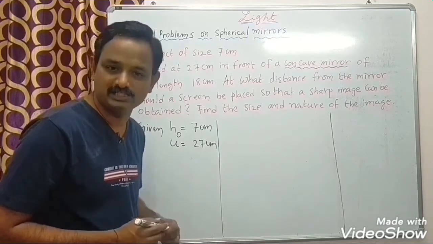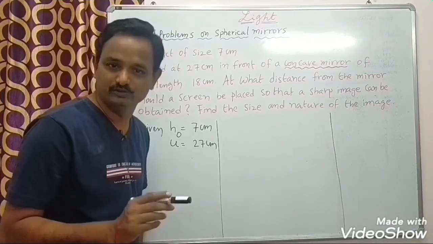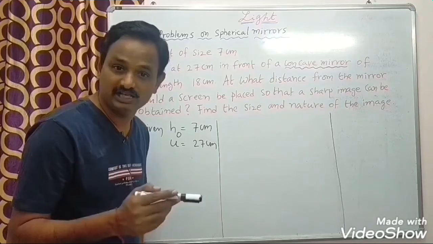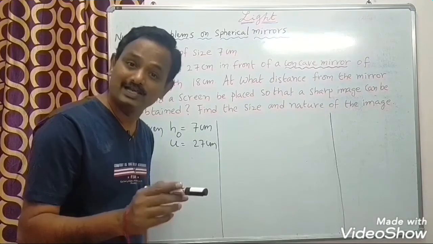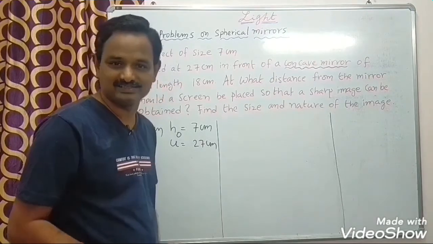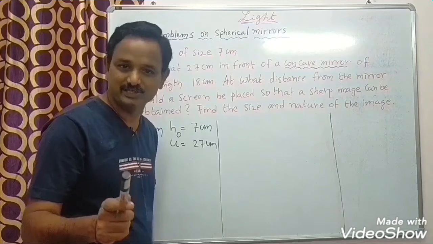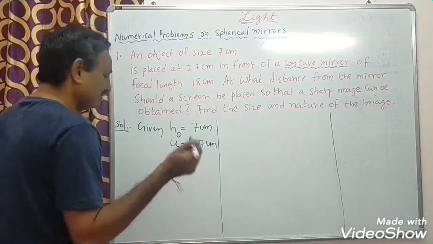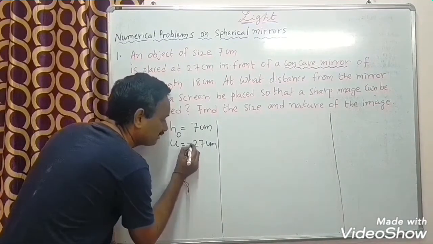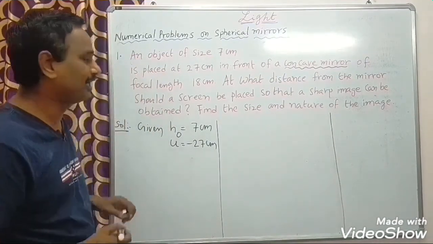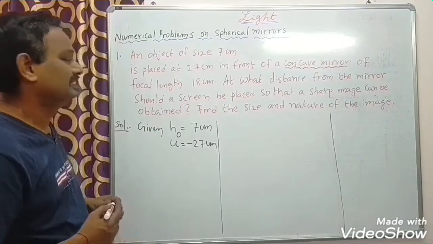Because object distance is always negative. Object distance we will take in front of the mirror, parallel to the negative x-axis. So object distance is always negative, my dear students. So here you have to keep minus: u equal to minus 27 cm.